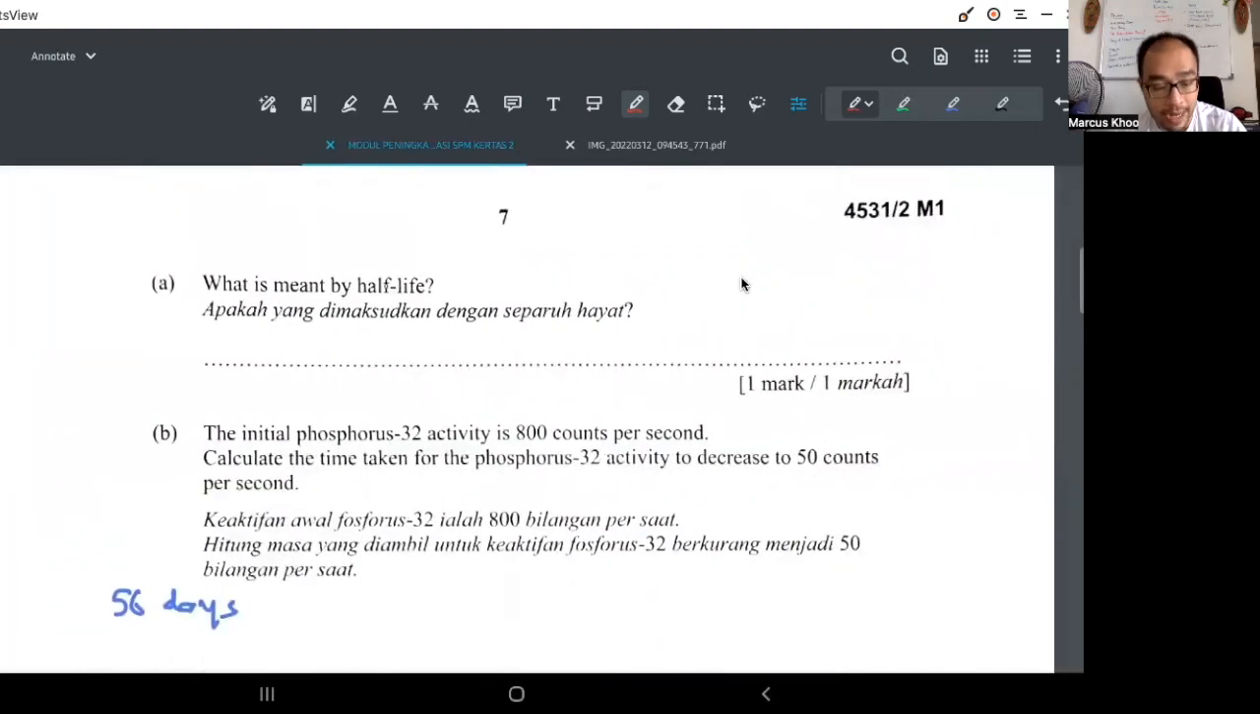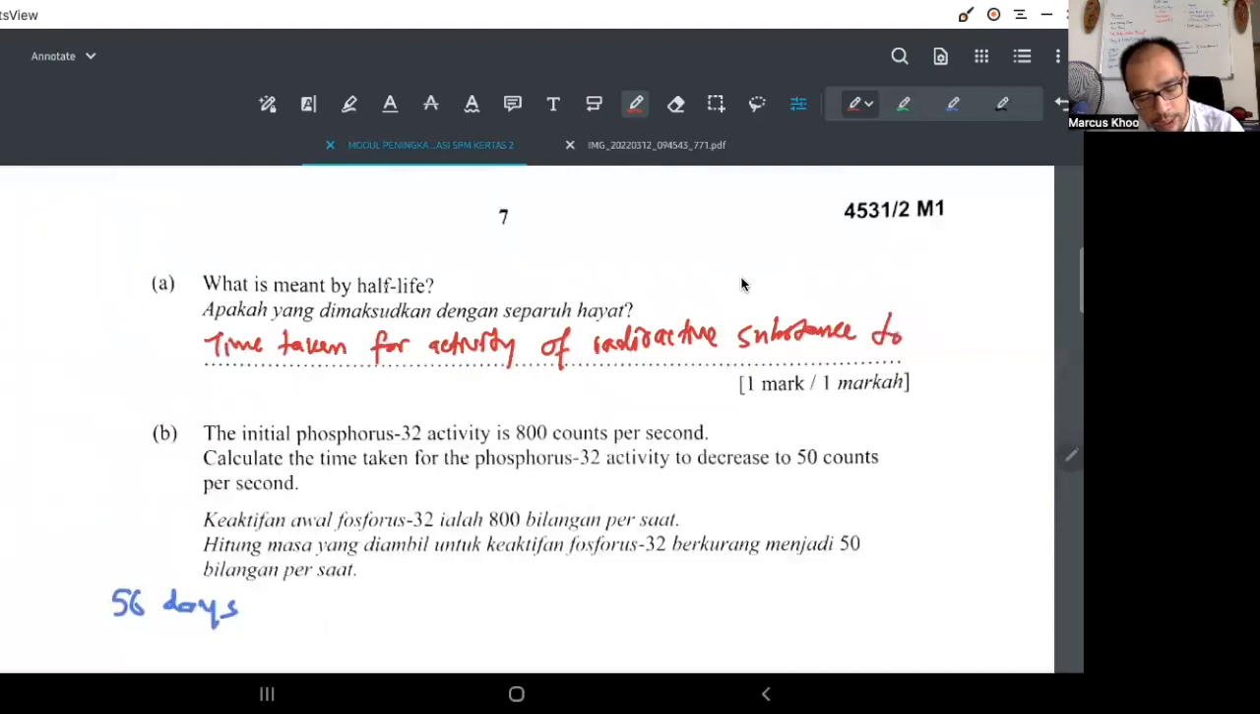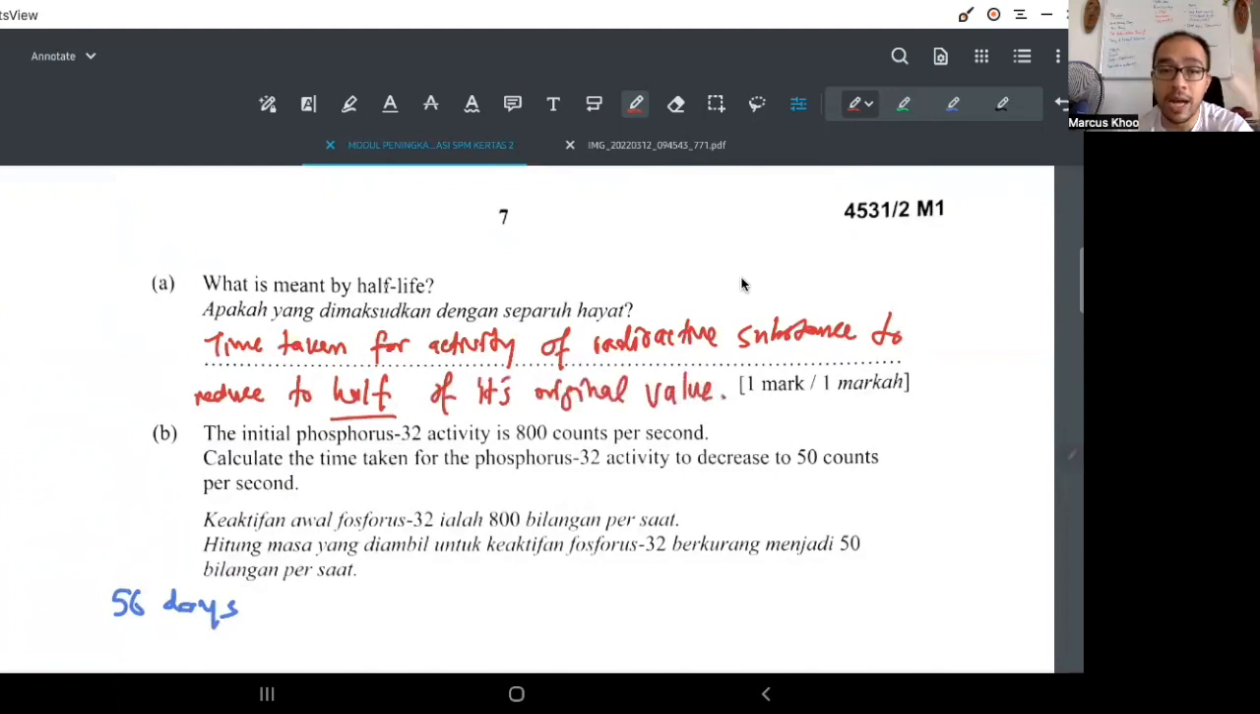So what is meant by the half-life? So half-life always starts with time taken lah, for activity of radioactive substance to reduce to half of its original value. Okay, atau yang sewaktu dengannya lah. The idea is that time taken, activity, half original value. Okay, reduce to half lah, or become half of its original value.